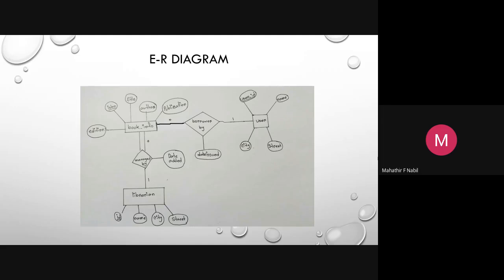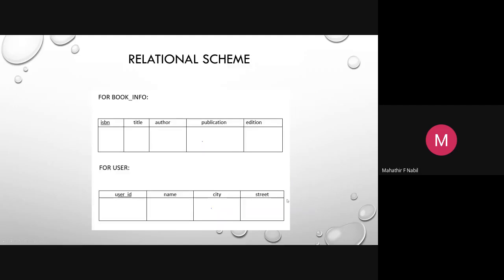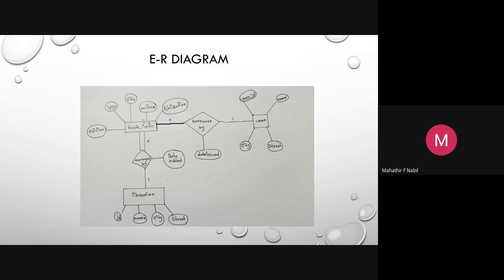And why is it called entity and relationship? Because the diagram contains entities and relations. Entities are connected by relations, so that is why the form is called entity and relationship. Okay, so here we can see these are the three entities: book info, user, and librarian. And I also gave a basic idea about how to create an ER diagram here.